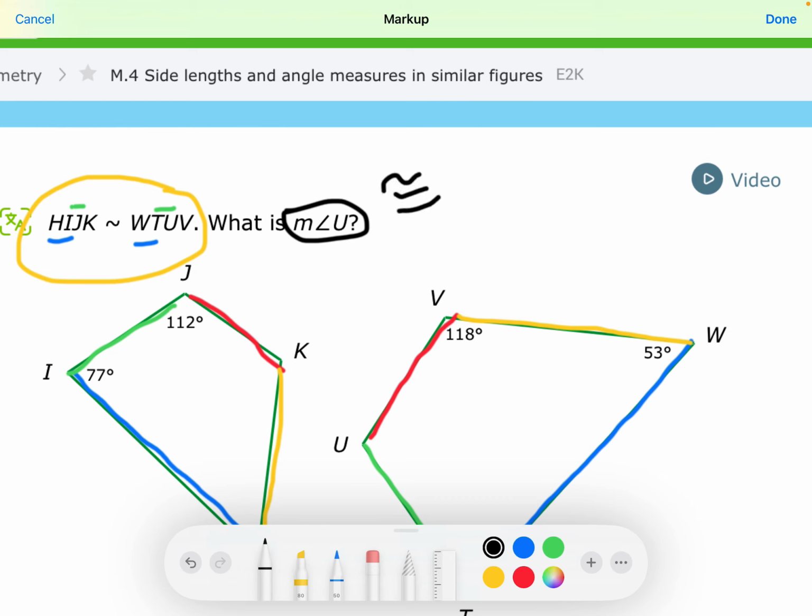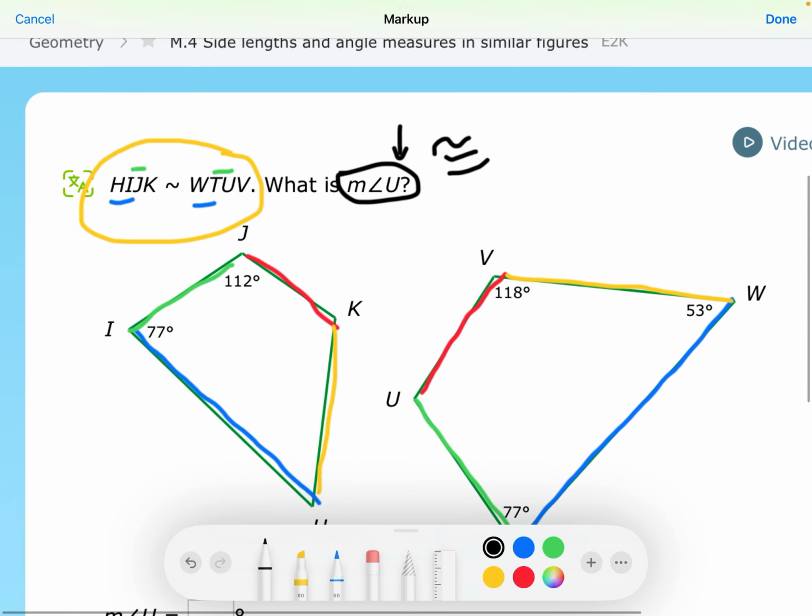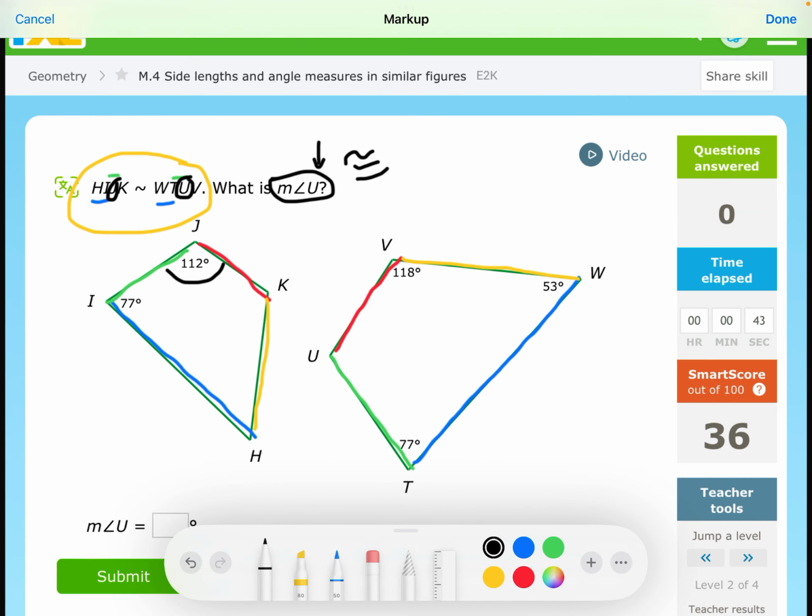So I basically just have to find out, well, what goes to U? Well, U is the third letter, and J is the third letter. So if I look over here, J was an angle of 112. Since U is in the same spot in the order of the letters, I know that it should also be 112. That's that whole problem. Okay, so the angle ones are a little bit easier, but that's essentially what you do.